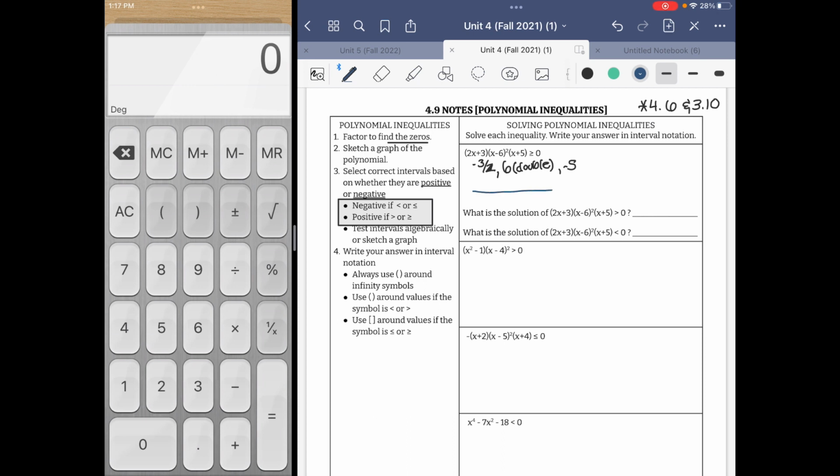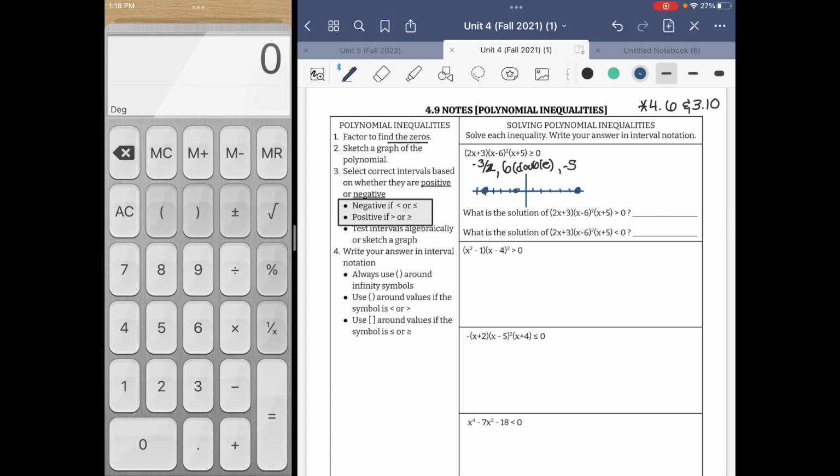So I'm going to go ahead and draw my number line and my y-axis, and I'm going to put points at 6, -5, and -3/2, which is -1.5. And I'm going to go ahead and solve this one by graphing it.